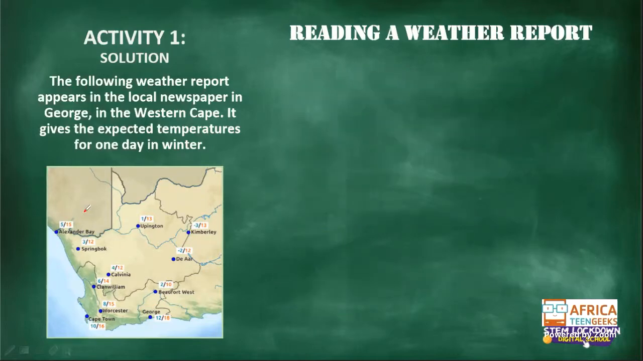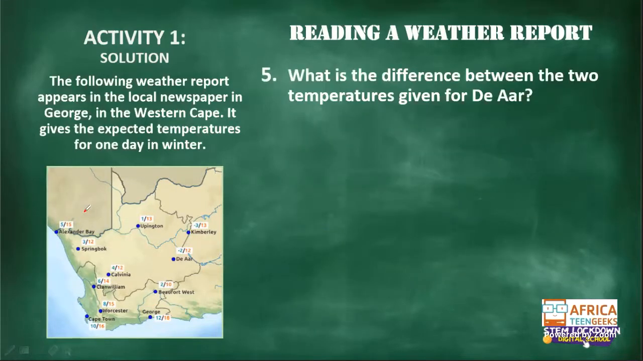Okay. Part 5. Now, what is the difference between the two temperatures given in the R? Again, we go to our map and we find the R. Here we go, right in the middle. And Megan says 14 degrees.